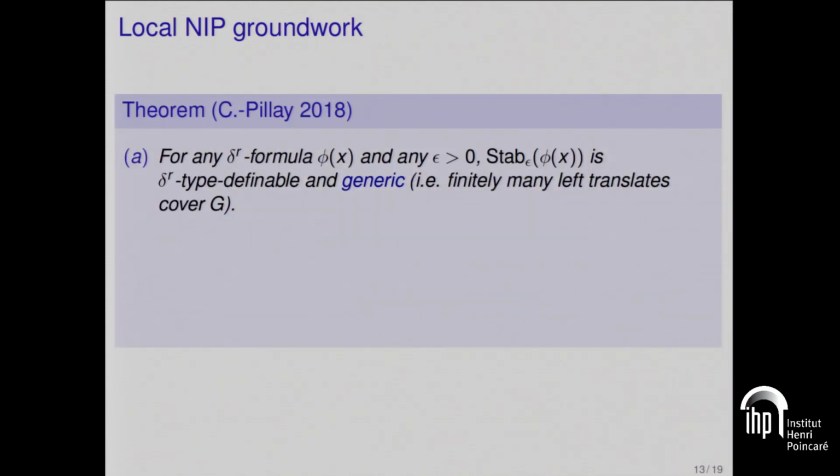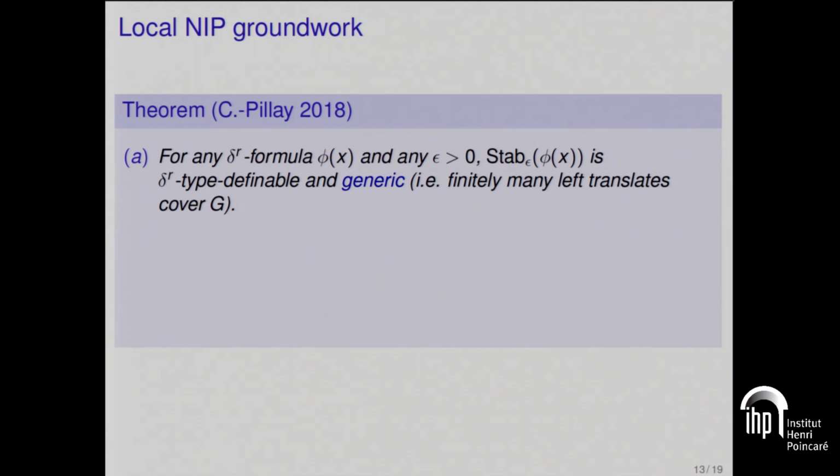Right, so this is the first main theorem. For any delta R formula phi and any epsilon greater than 0, the epsilon stabilizer of phi is delta R type definable. Two things, I'm going to do them both. It means it's an intersection of a small number of delta R formulas, where small means less than the size of this monster model G. And it's also generic, which means finitely many left translates cover the whole group. This was called syndetic in an earlier talk, and he said, we model theorists call it generic, and here you go. So this is like the definable, finitely satisfiable, but I'm not explicitly getting into the details: we've got this definability thing, and then this genericity comes from a finite satisfiability type thing, but one formula at a time.